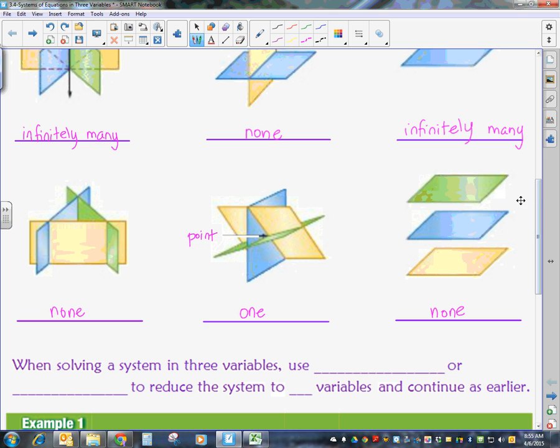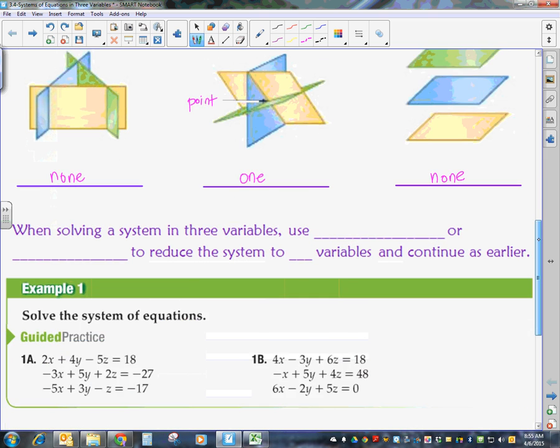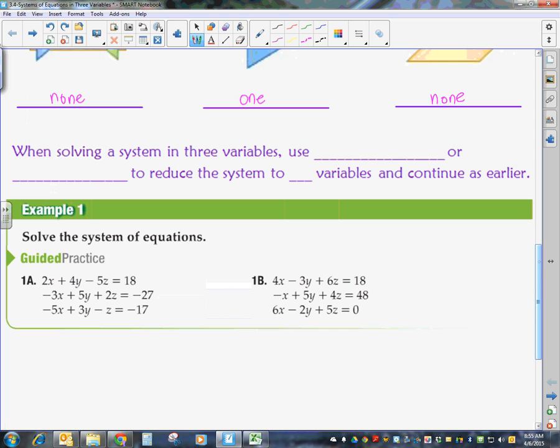So the different possibilities that we have should help you as you write your answers and solve your problems. Okay, so when solving a system in three variables, you're going to use methods that we've talked about before, and that is substitution or elimination. And you're going to reduce the system to two variables, and then continue just like you did when you had two variables.